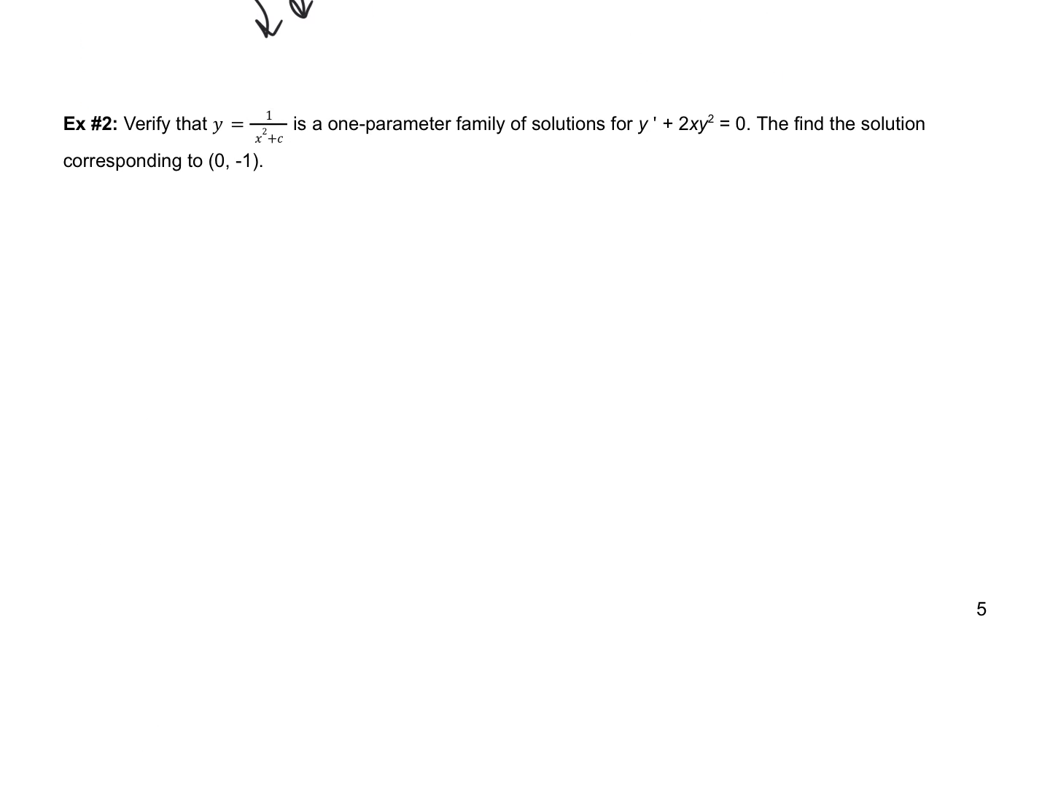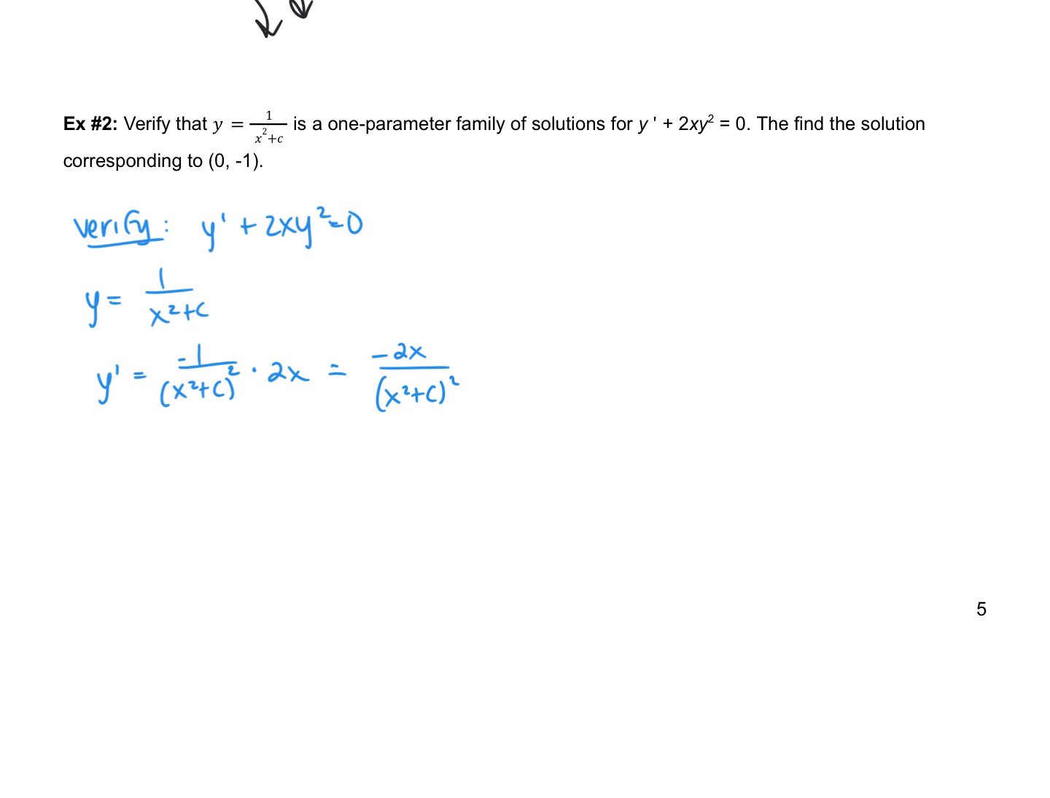Okay, example 2. Verify that y is equal to 1 over x squared plus c is a one-parameter family of solutions for that equation, then find the solution corresponding to 0, negative 1. Okay, so if we start by verifying, our equation is y prime plus 2xy squared is equal to 0. So we have y, which is 1 over x squared plus c. We need to find the derivative. So if we do that, we're going to get negative 1 over x squared plus c, quantity squared, times 2x, which can be written as negative 2x over x squared plus c, quantity squared.